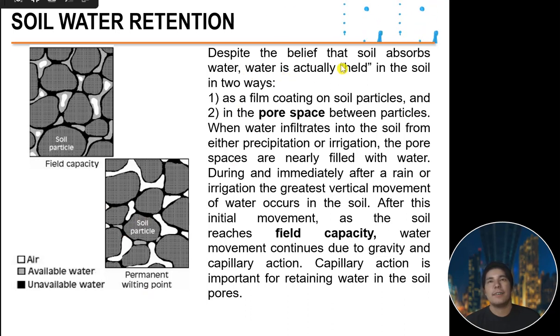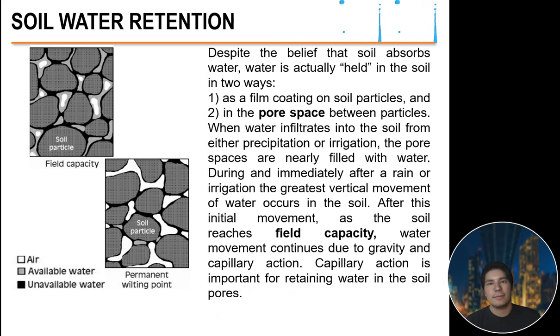Okay, so despite the belief that soil absorbs water, water is actually held in the soil in two ways, no? As a film coating on soil particles and in the pore space between particles. So when water infiltrates into the soil from either precipitation or irrigation, the pore spaces are nearly filled with water. So during and immediately after a rain or irrigation, the greatest vertical movement of the water occurs in the soil. So after this initial movement, as the soil reaches the field capacity, water movement continues due to gravity and capillary action. So capillary action is important for retaining water in the soil particle.